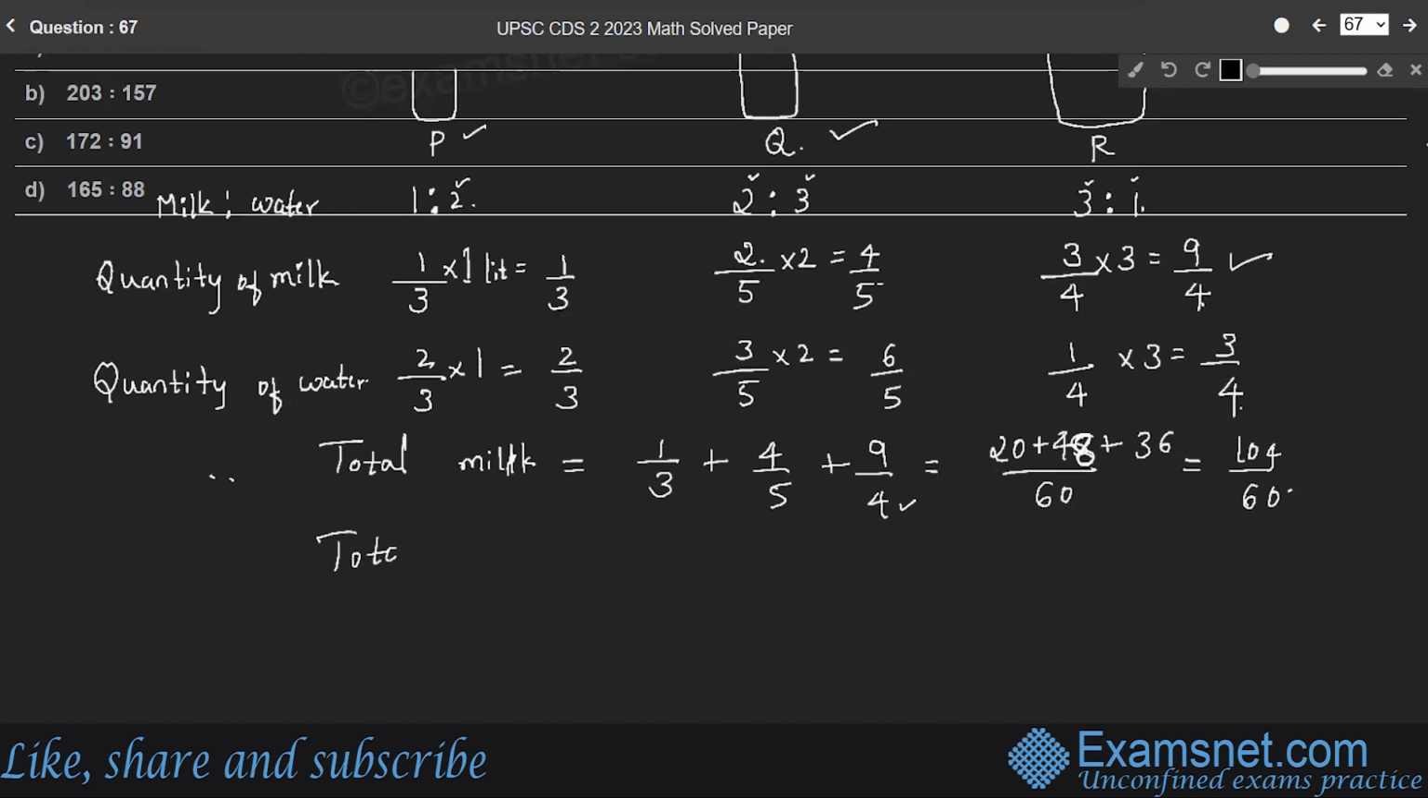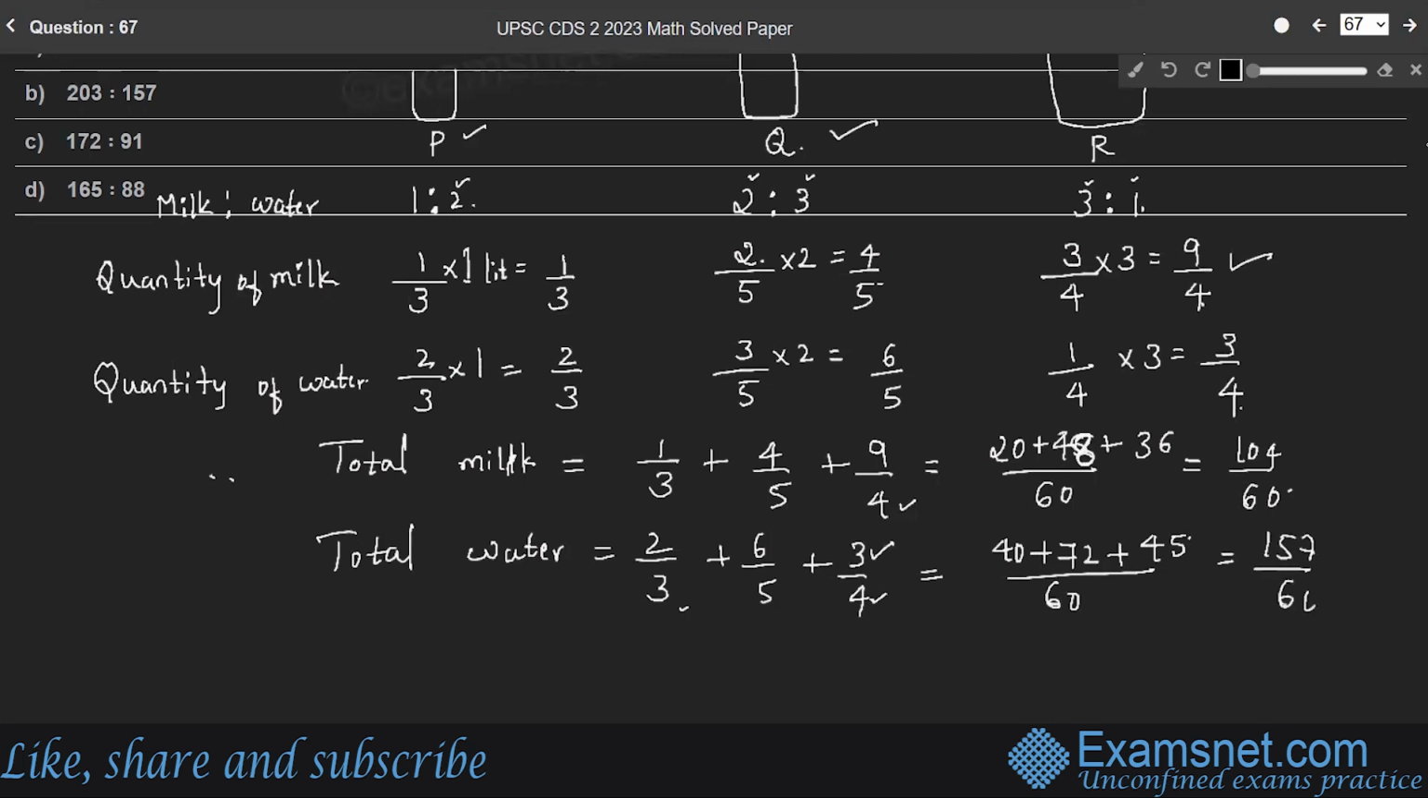And the total quantity of water in the big container. Total water is equal to 2 by 3 plus 6 by 5 plus 3 by 4. Again, the LCM is 60. 3 into 20 is 60, so 20 into 2 is 40. 5 into 12, so the numerator is 72. And 4 into 15, hence 3 into 15 is 45. So 40 plus 72 plus 45 gives 157 by 60.